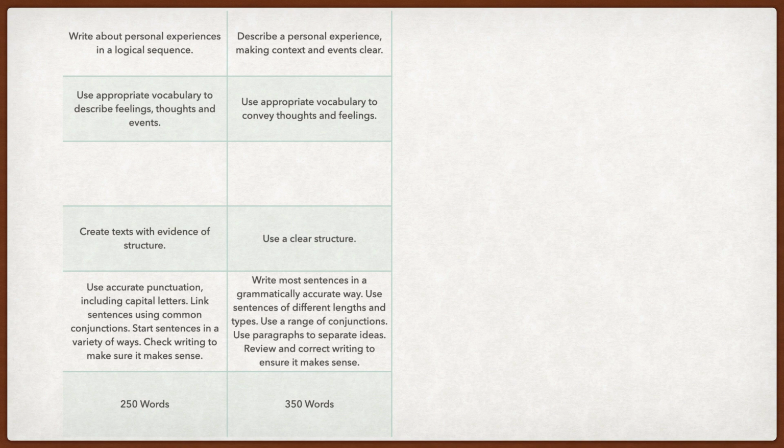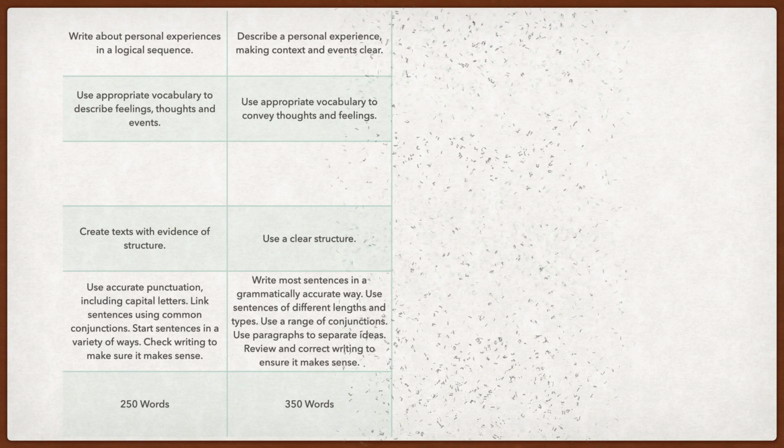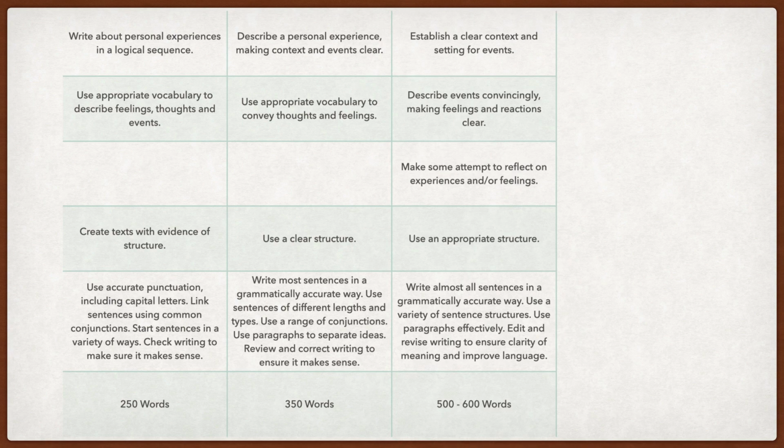Okay? Now, level three is where the majority of you are working. If you know you're not quite there yet from looking at your levels previously, that's okay. But the majority of you should be using this next column as the standard that you are aiming for. So you need to establish a clear context and setting for events. We've gone over that. You need to describe events convincingly, making feelings and reactions clear. We've gone over that. Make some attempt to reflect on experiences and or feelings.